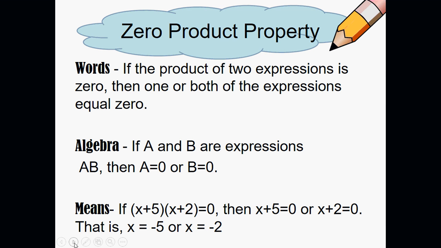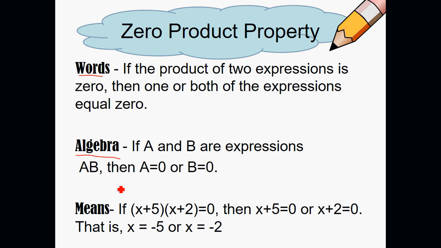It's called the zero product property. And I know it's a lot of writing, but basically it's talking about how we can use factoring to solve. So in words, if the product of two expressions is zero, then one or both of the expressions is going to equal zero. So basically what we're saying is if A and B are expressions and we have A times B, then we know either A or B is going to equal zero.